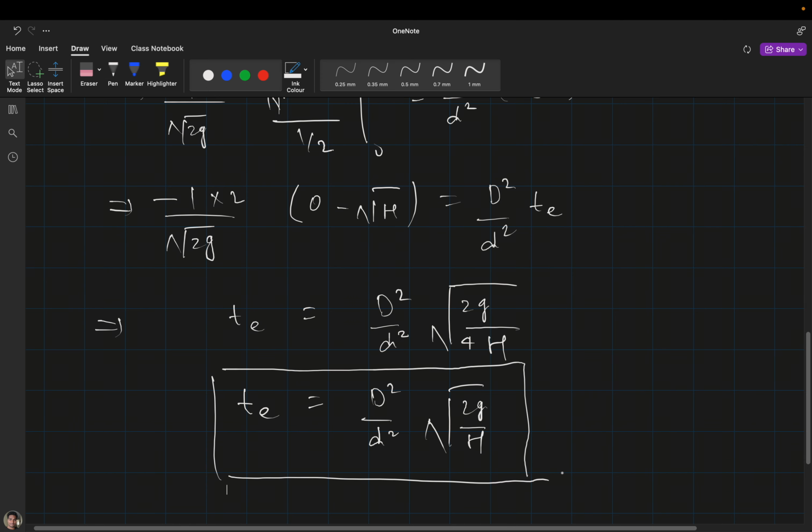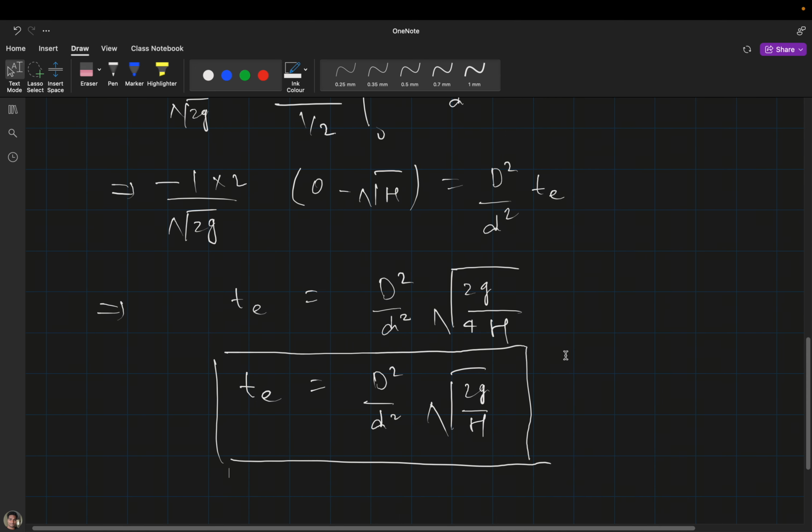Any problem here? Tell me. Sir, 1 by 2 now. No, g by 2h. Actually, I have taken 2 as a 4 because when you absorb this 2 under the square root, it will become 4. That's why 4h is coming. So here 2 will become g by 2h.